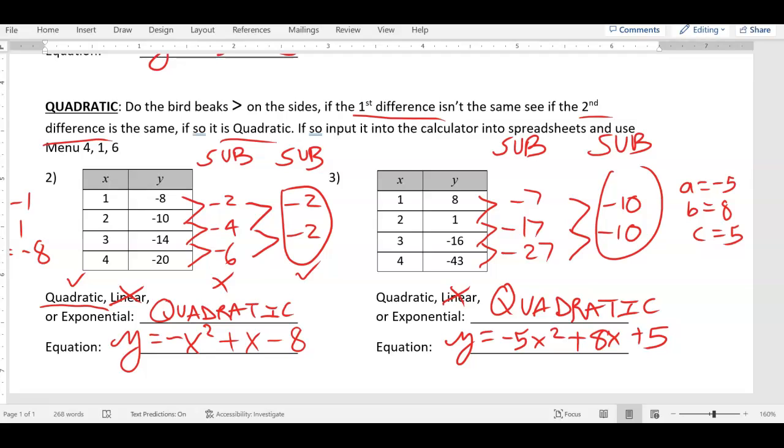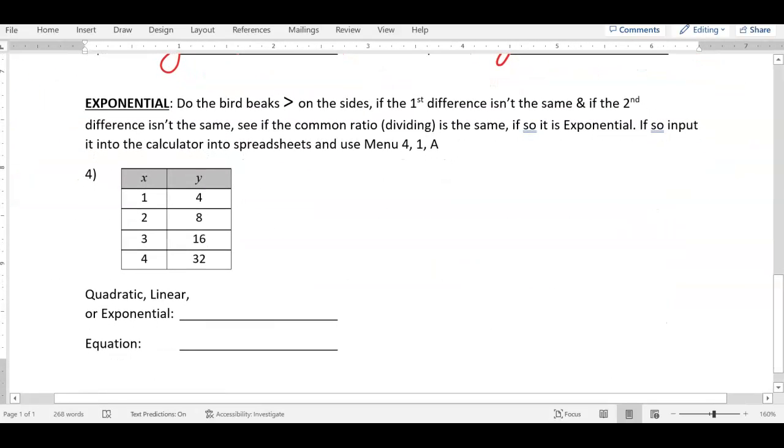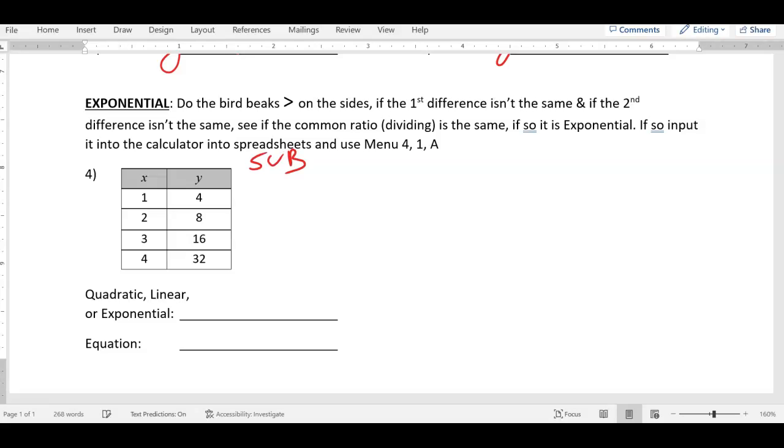Now, what if it's not linear? What if it's not quadratic? Last one here. It could be exponential. Now, it also could be cubic, quartic, hyperbolic, a million other things. But so far, we have 3 options. But let's make sure we know it's exponential. So here we go. First subtraction. We're going to do this a little bit faster.